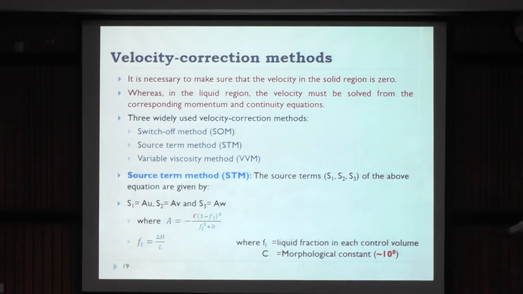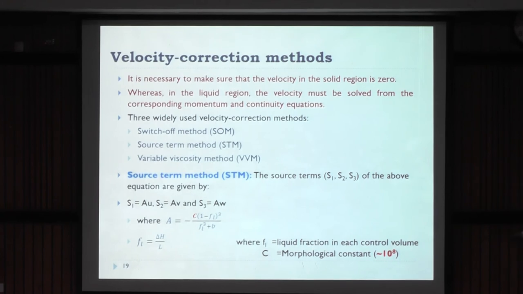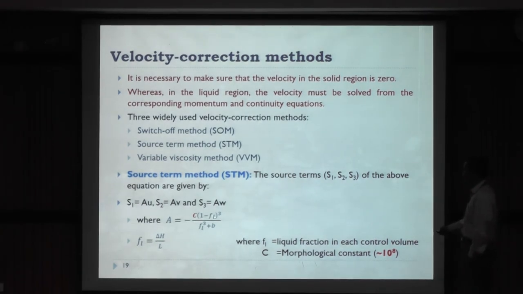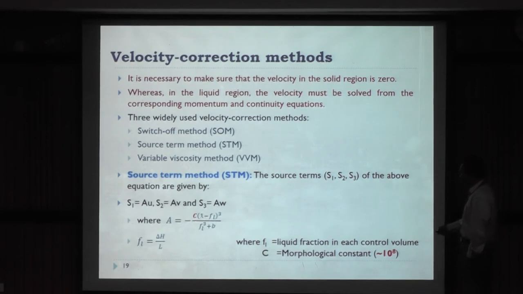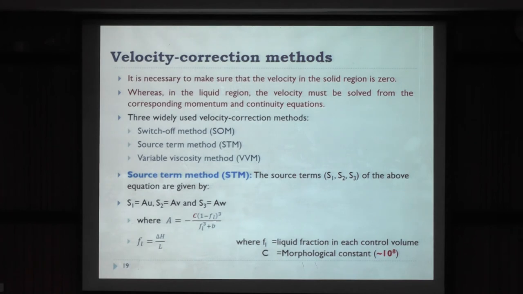Now, A is written in terms of the morphological constant and the liquid fraction. And this B is basically taken into account to avoid instability in the model. If FL equals 1, meaning the liquid fraction is 1, then A will be 0, and you have a full-fledged Navier-Stokes equation which will be solved for the liquid phase. But if FL equals 0, which is in the solid phase, then it will be undefined. So in order to avoid that, B has come into the picture. So this method is more efficient to handle the problem.